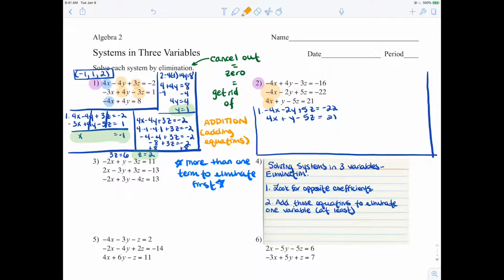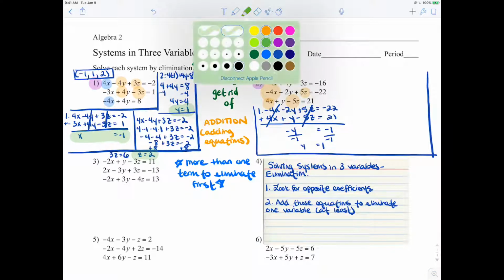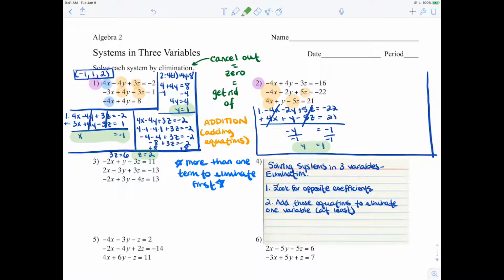And see, there's another opposite coefficient right here. These are all addition, by the way, when I'm adding these equations together. So I add them down the columns, these cancel out, these cancel out, and I get negative y equals negative 1. So divide by negative 1 on both sides, and positive y equals positive 1. And that's the first value that I've found in our solution. I'll use that value to substitute in and find something else.